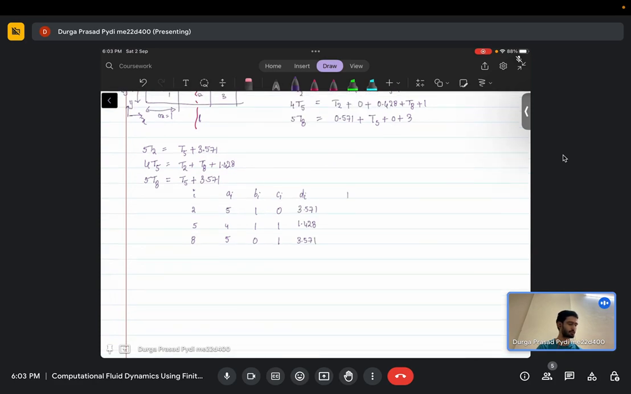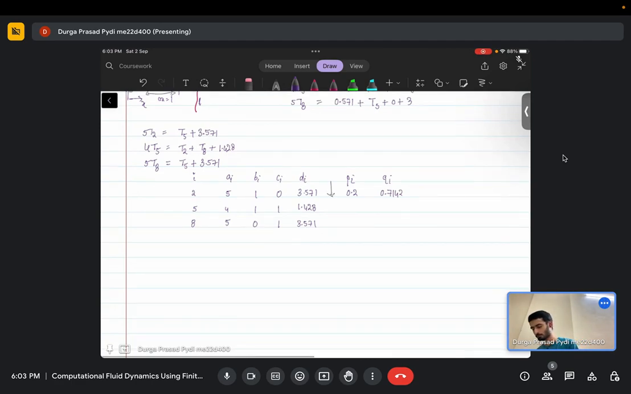So the process is again similar. You start with Pi and Qi. Initially P0 will be B0 by A0, and Q0 will be D0 by A0. Once you get P0 and Q0, you just start with the iteration. I think the process is clear. So P1 will be in terms of the previous ones. These are the notations I am using for P and Q, and this I am using for T.